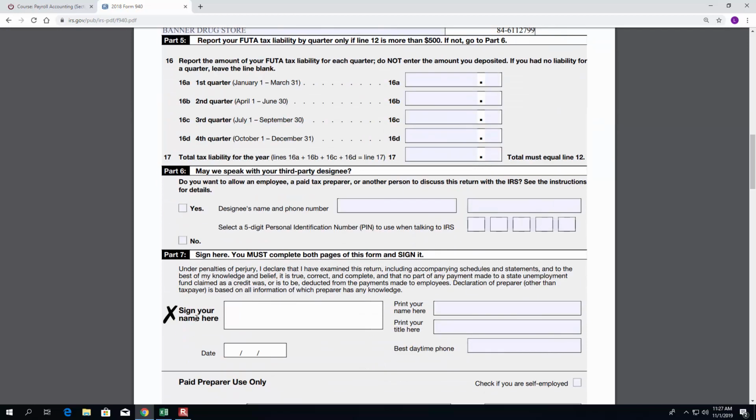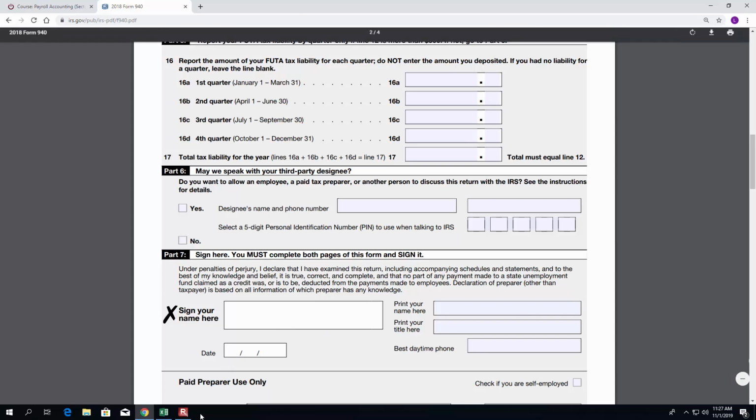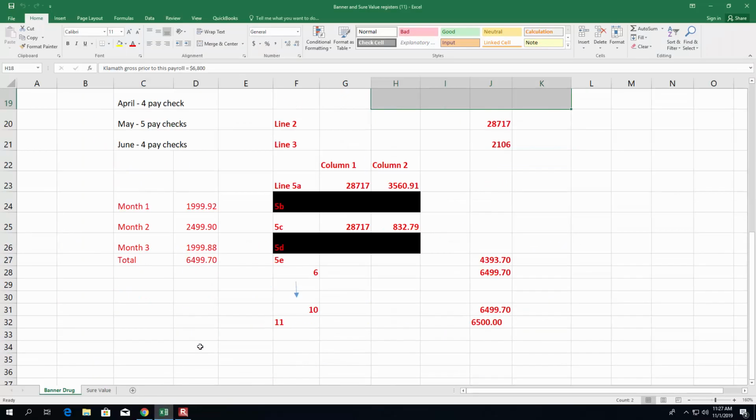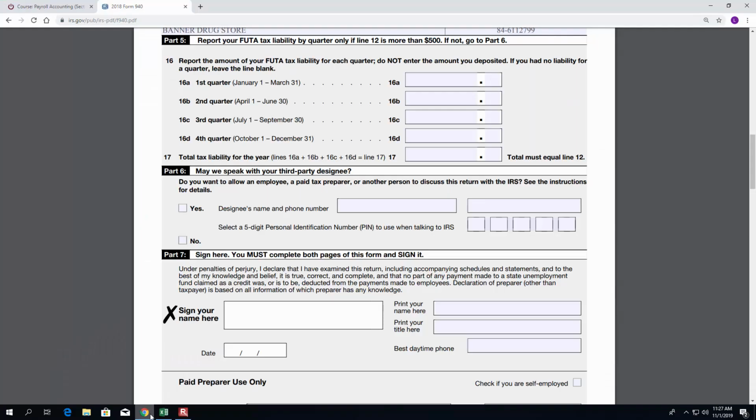Go to part 6. May we speak with your third-party designee? So that's if you have paid somebody to do this, or you had an employee do it. Are you going to allow somebody else to speak to the IRS if they have questions about it? I mean, I would need to tell you what to put in there. You don't know. And then you're just going to sign your name here as the employee. The date, this was for which quarter again? Third quarter. So what date is this due by?